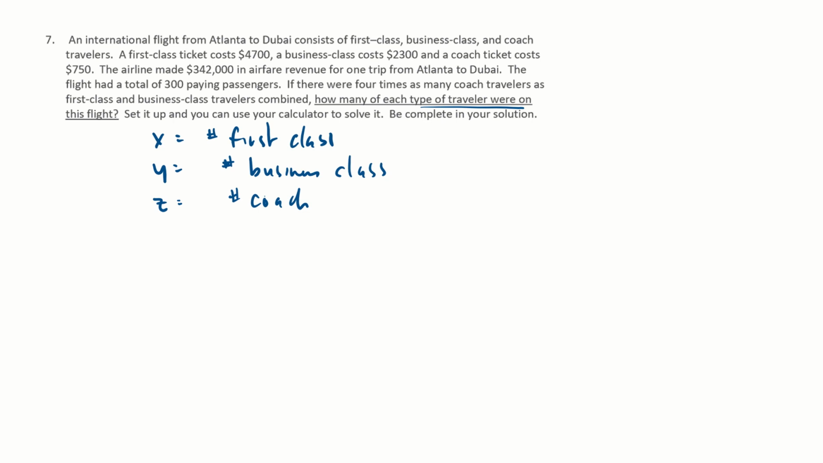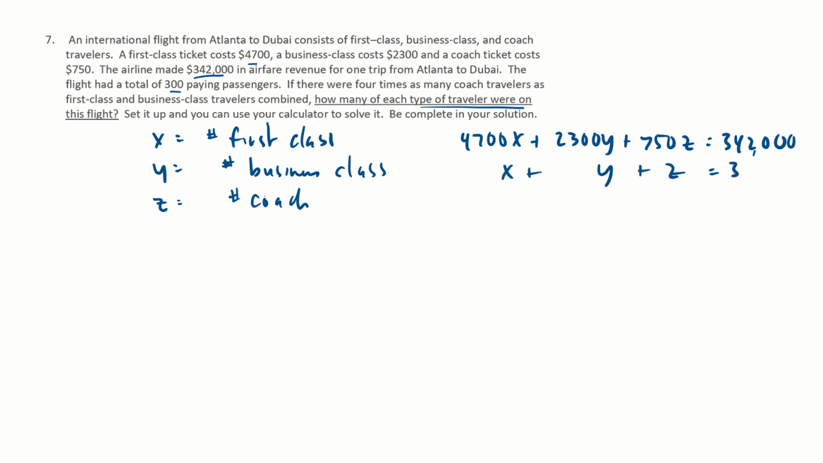Okay, so what equations can I write? I need to write 3, so I'm going to use the total cost, right? So I got 4,700x plus 2,300y plus 750z equals 342,000. And then there are 300 paying passengers, so x plus y plus z would be 300.